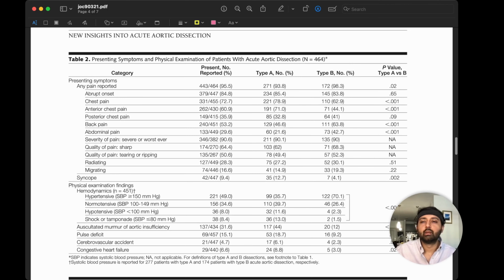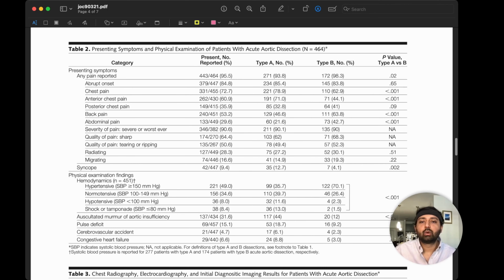Now here's where I think the money is. About 25% of people did not have chest pain when they had an aortic dissection. And what that means for you is if you have someone with upper abdominal pain or back pain, you need to be thinking about this.